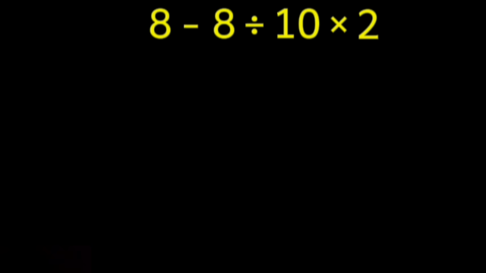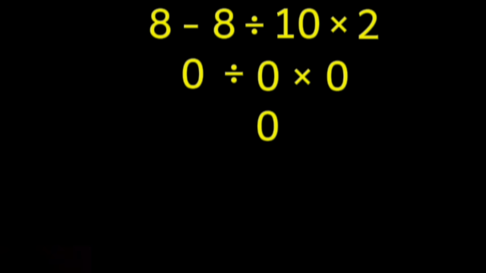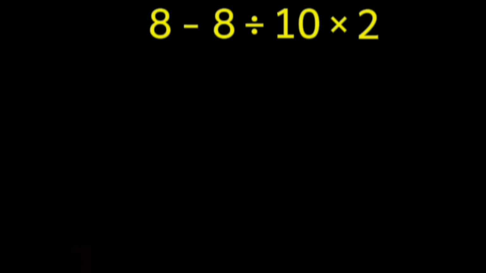Now, most people will quickly say 8 minus 8 is 0. 0 divided by 10 is still 0. And 0 times 2 is still 0. So they conclude that the answer is 0. That sounds correct, but it is actually wrong. Now, the real question is, why is it wrong? Did we not solve it step by step? Or is there a rule we are missing?